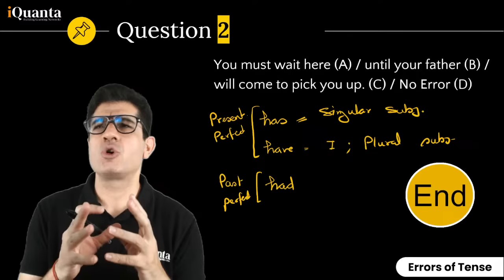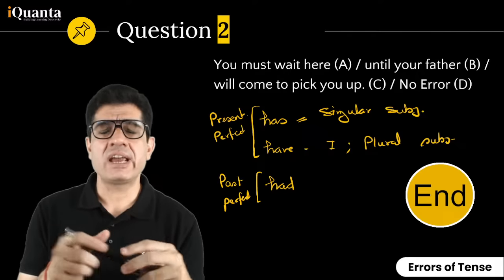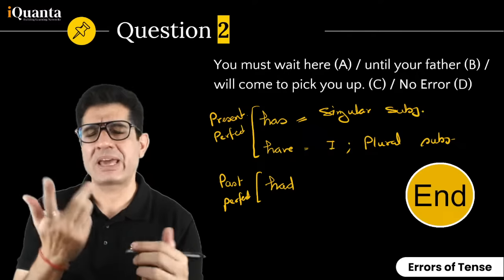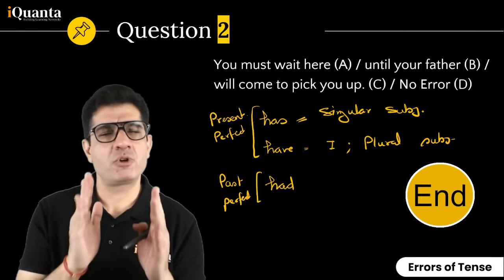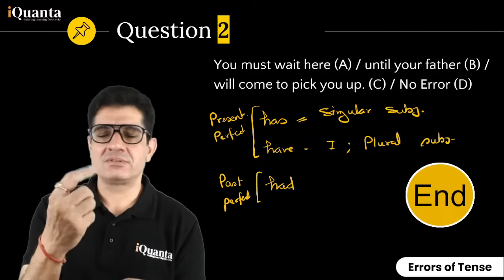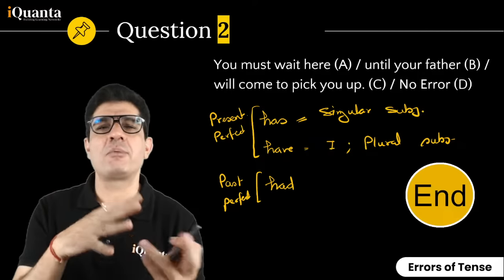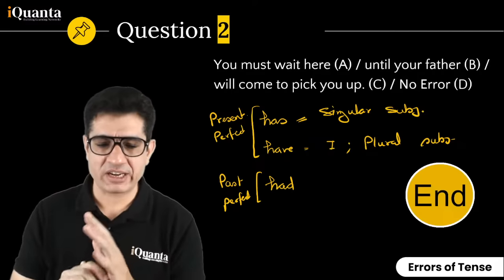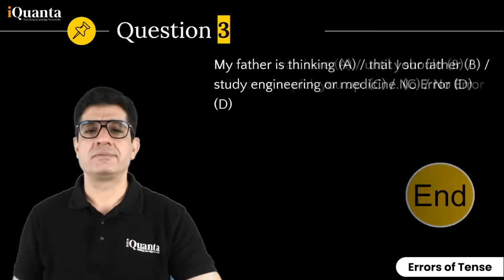But then this verb can also be used as a main verb. It can be used to show at times possession, right? If I say I have a pen, he has a pen, then that's okay. As a main verb, the second and third form of it will be had and had respectively. Okay. Third question.